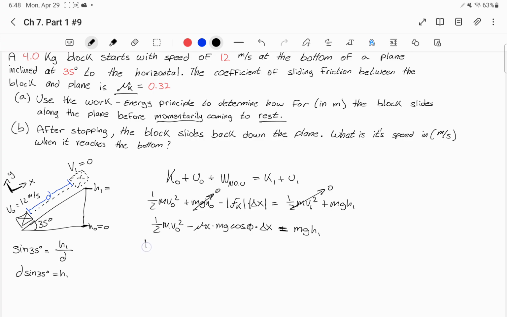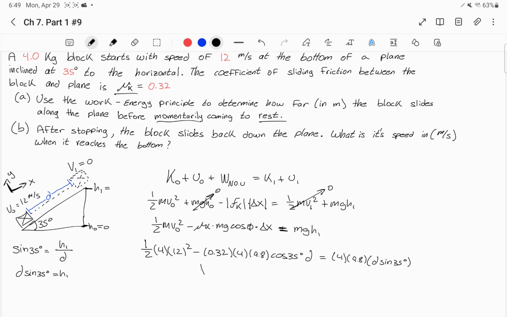Now plugging everything in, we would have 1/2 times 4 times the initial velocity, which is 12 squared, minus the coefficient of friction, which is 0.32, times the mass times the gravity times cosine of the angle times delta x. Delta x is the distance that the block covered, which is the hypotenuse right here, which is also just d, equals the mass, which is 4, times gravity times the final height, which we rewrote in terms of sine, so it's d sine of 35 degrees.